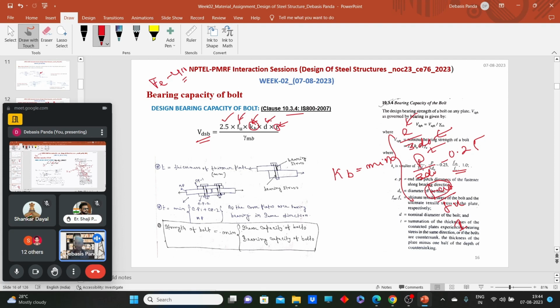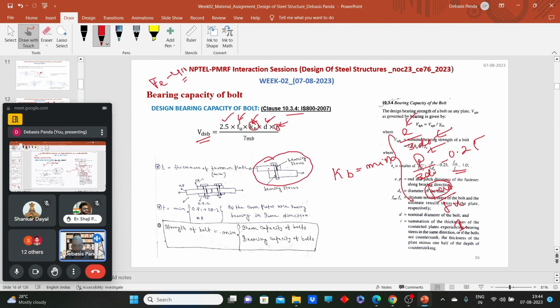The code says T is the thickness, or the minimum thickness, of the plate experiencing the bearing on the same face. So let me go quickly to this part. For example, first try to understand with respect to a lap joint.